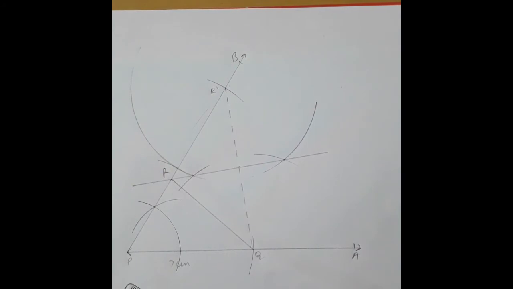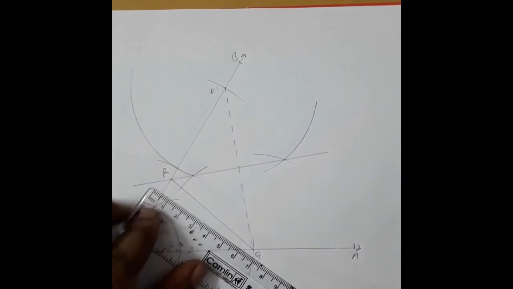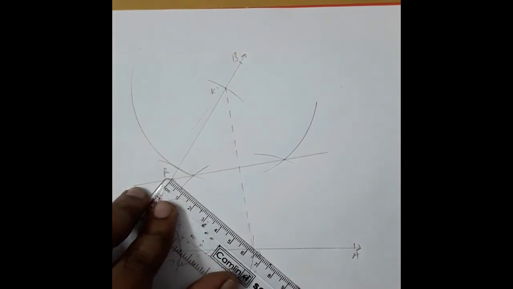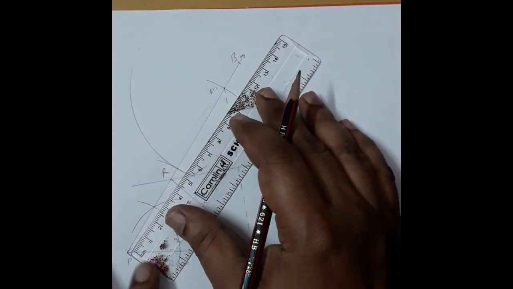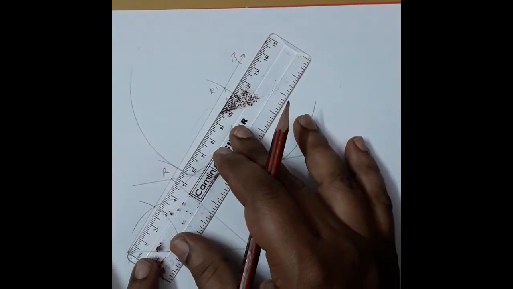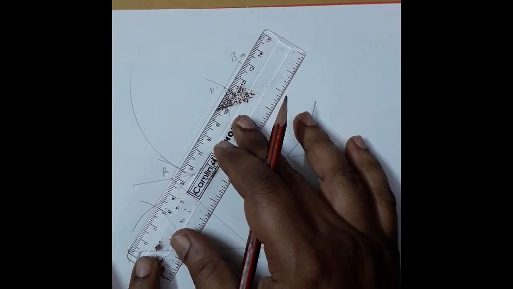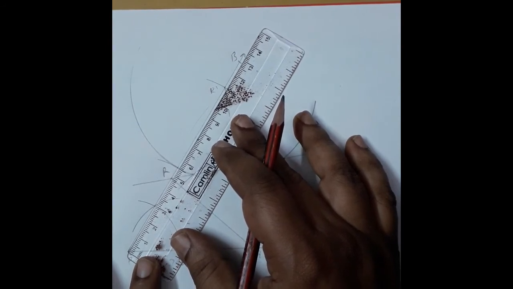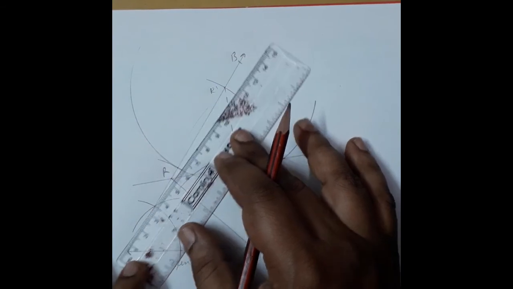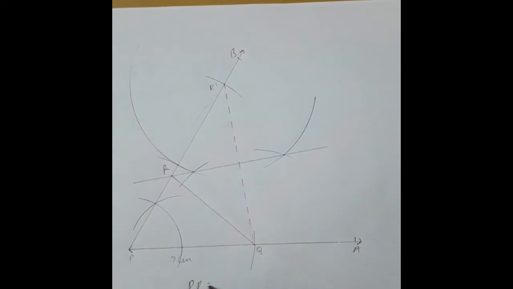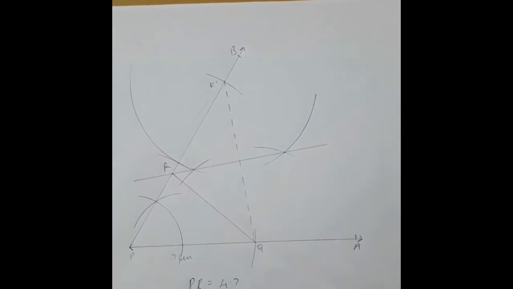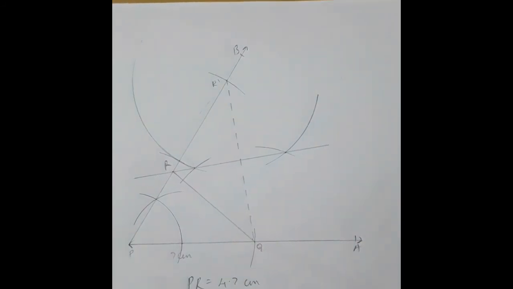So let us just check what is the measurement of PR and QR. So QR is somewhere around 6.3, and right there, and PR is 4. Let me have a look. Yeah, 4.7. So PR is 4.7 and QR is 6.3. The total, that is PR plus QR, is equal to 11 centimeters. These are centimeters. So this confirms that our triangle is correct.